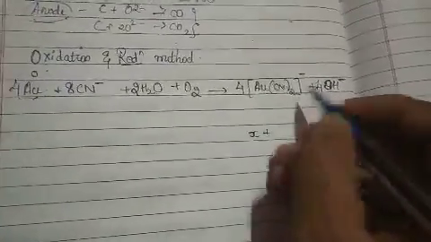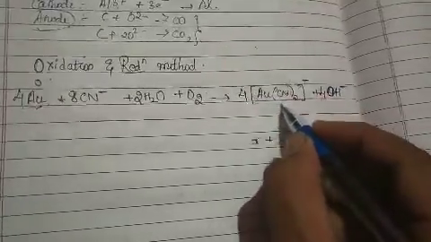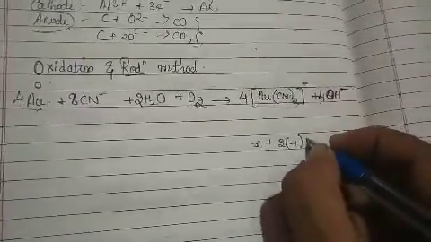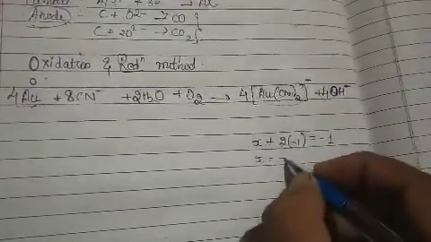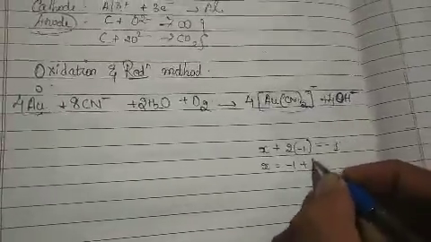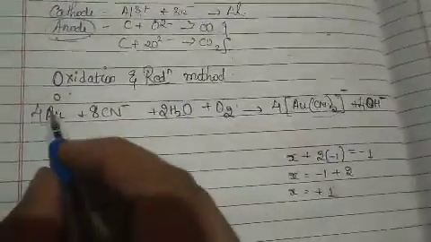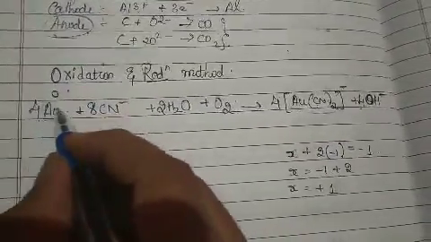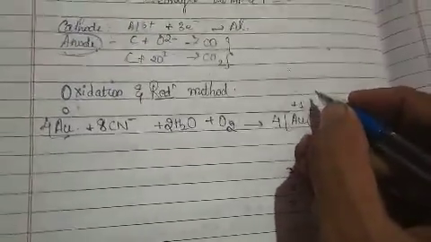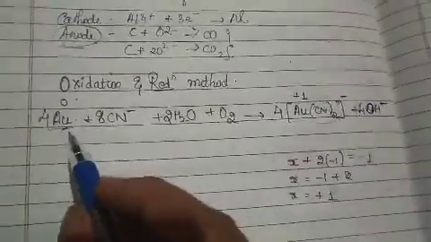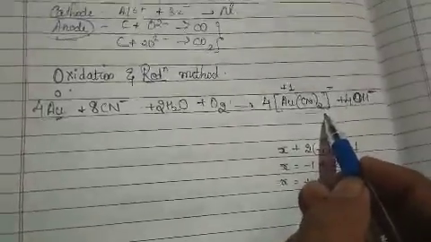How many are there? 2. So 2 into -1. The overall complex has a charge of -1. So overall is equal to -1. So X will be equal to -1, plus 2. So X is equal to plus 1. So gold has changed from the 0 oxidation state to the plus 1 oxidation state. So what is happening here? Gold is undergoing oxidation by forming a cyanide complex.